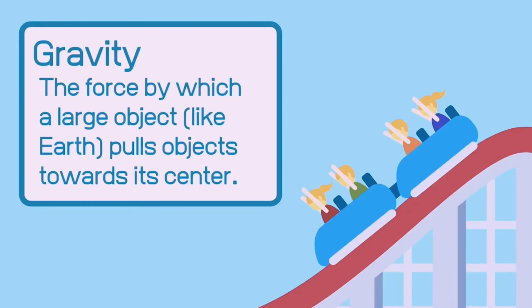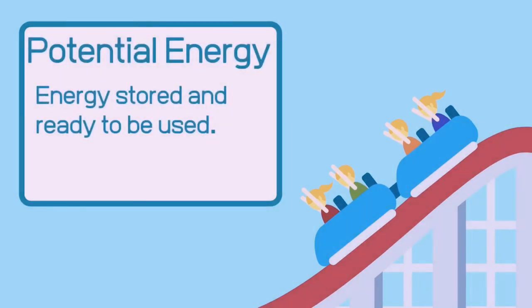Potential energy is one of the forms of energy that you see with roller coasters, and it's energy that is stored and ready to be used. Sometimes it's called positional energy. This energy you can think of as being at the top of a hill on your bike. You haven't started moving yet, but you're ready to go.